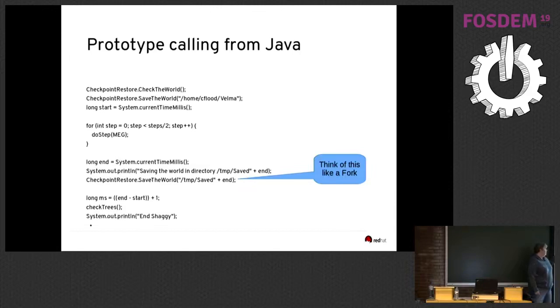And so that just gives you an idea of what checkpoint restore, saving the world twice. That stuff all works now.